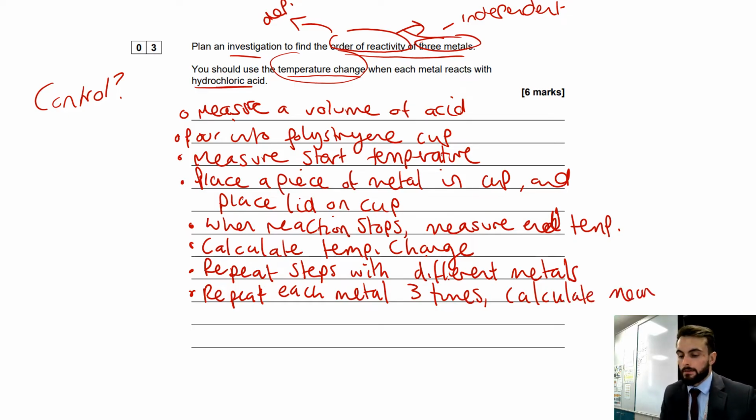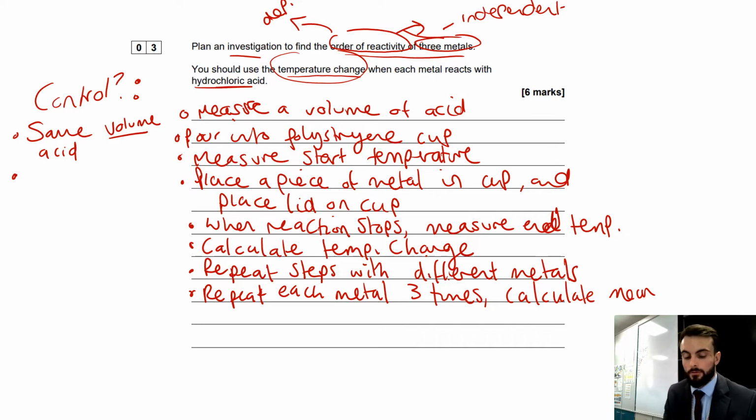Then the next thing is, to really take it to the very, very top, you need to talk about what your control variables are. So what are you going to keep the same to make sure that if someone followed this method, they would get 100% the best results that they could get from it. So what things could you control? You could have the same volume of acid. Must be volume, not amount. When we're talking about liquids, it's the volume of a liquid. Same concentration of the acid, because if it's more concentrated, that's going to make it go faster, so we don't want to change that.